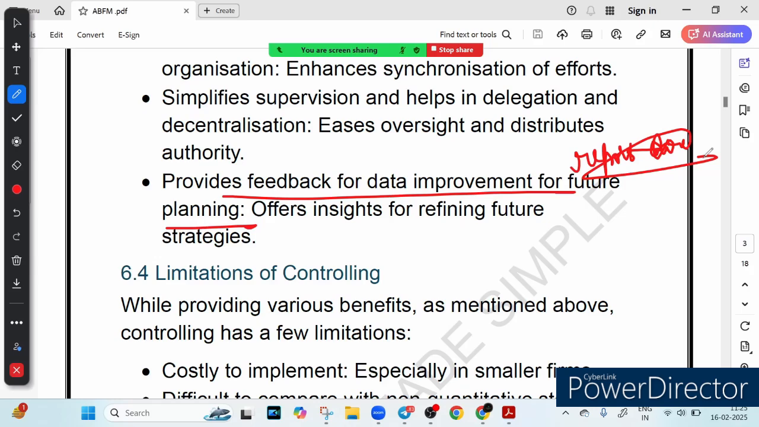So controlling is not just about checking things, it is what keeps a business running smoothly, efficiently and successfully. Whether it is achieving goals, reducing mistakes or planning for the future, controlling plays a major role. I hope this helped you understand.